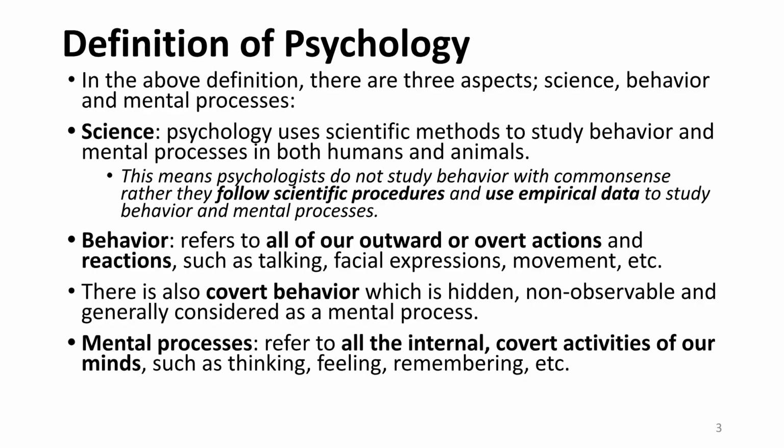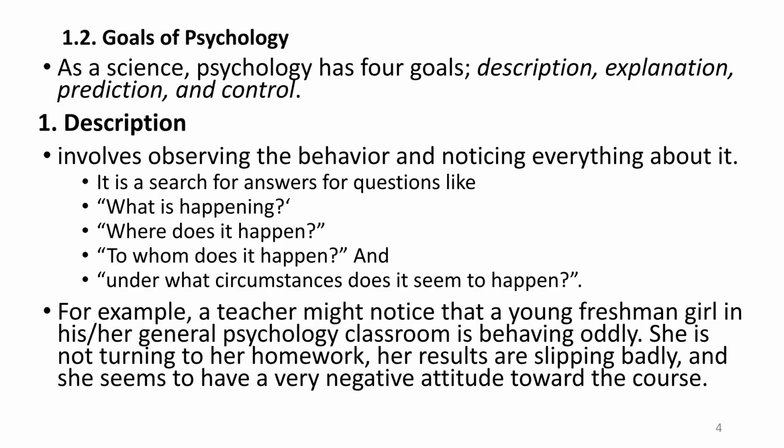Science means using scientific methods and empirical data. Behavior refers to overt actions and reactions. Mental processes are the internal, covert activities of our minds, like thinking and feeling. Psychology has four main goals: description, explanation, prediction, and control.